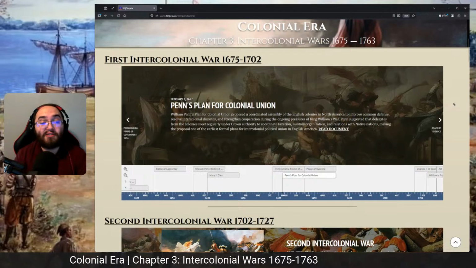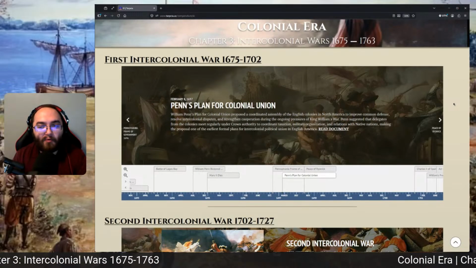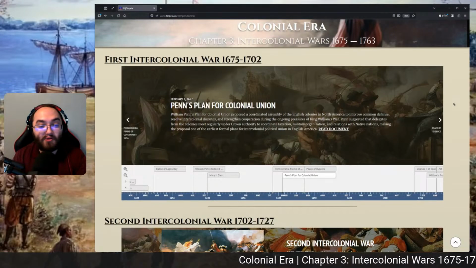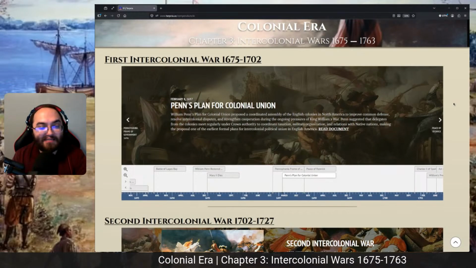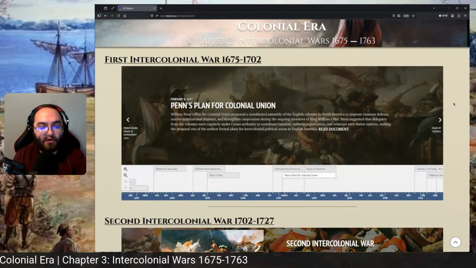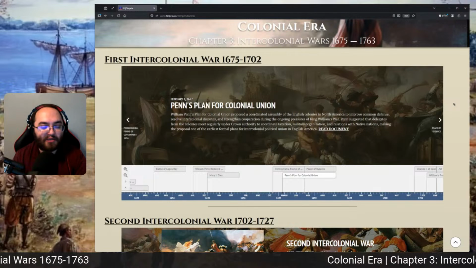And then what's interesting is William Penn of Pennsylvania will propose what he called Penn's Plan for a Colonial Union. And this proposed a coordinated assembly of the English colonies in North America to improve common defense.